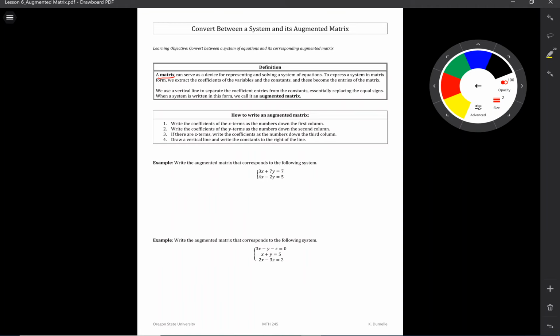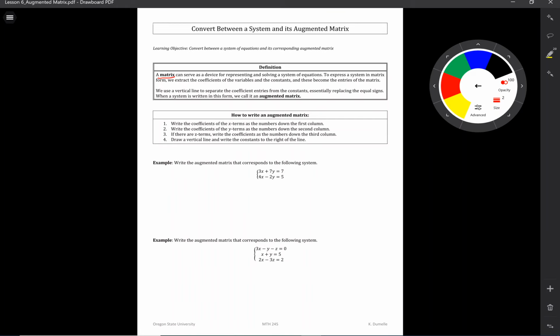To express a system in matrix form, we extract the coefficients of the variables. The coefficients, those are the numbers in front of x or y. And we also extract the constants, and these become the entries, or the numbers, of the matrix. We use a vertical line to separate the coefficient entries from the constants, essentially replacing the equal signs with this vertical line. When I have something like this, we call it an augmented matrix.